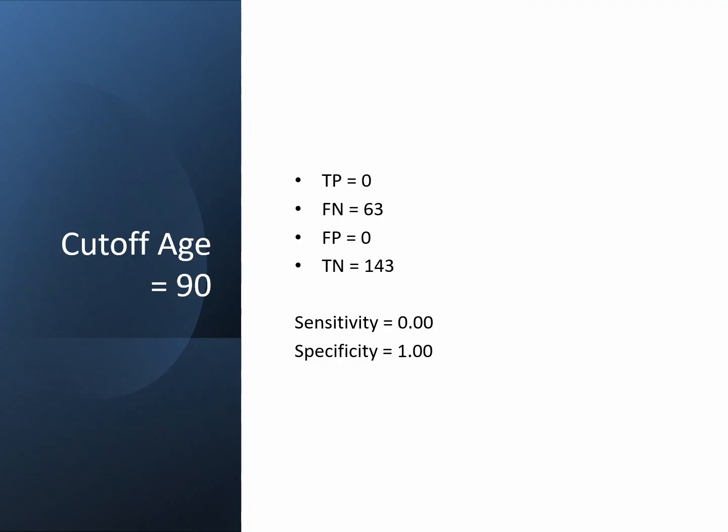For the cutoff age of 90, nobody is predicted to die because no age exceeds 90. Sensitivity becomes 0, while specificity reaches 1.00.